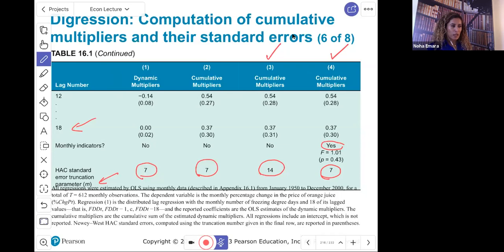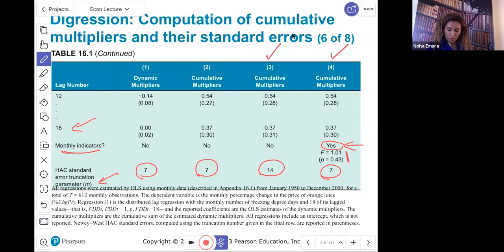Because I understand that which month of the year I'm talking about would affect the number of freezing degree days, because December would have the highest, as we would expect, and August would have the least, if I'm talking about the weather in the US. August is supposed to be on average the hottest month, and December on average the coolest month. So do I need to include monthly dummies? This one is telling me including them, and this one is the test.